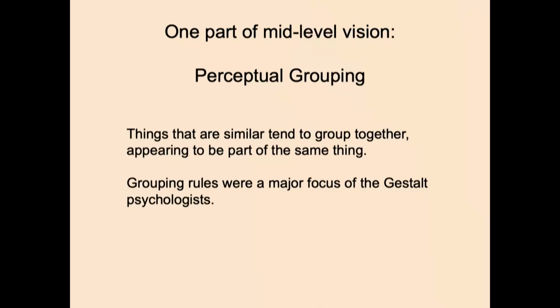Then we got into this idea of perceptual grouping, a particular perceptual phenomenon that we often view as part of mid-level vision. It refers to the fact that different elements of a visual display in many cases will tend to group together, and typically they'll be grouped in part because they're similar in some way. This was a major focus of Gestalt psychology, and the phenomena continue to be important today.